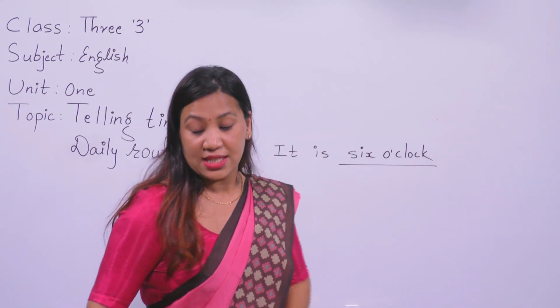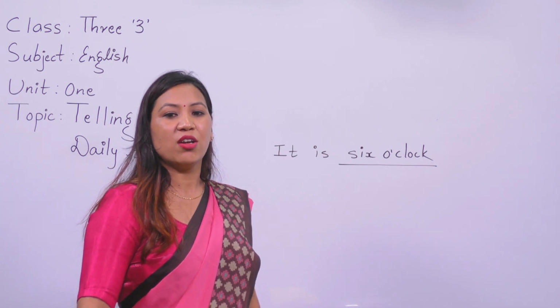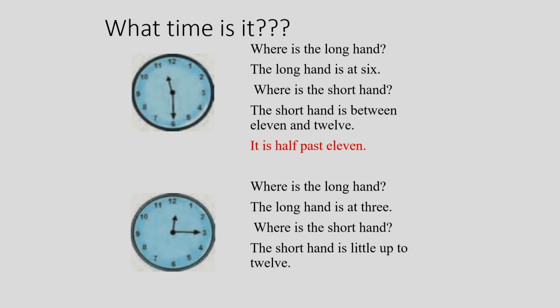And another clock, you can see another clock there. Where is the long hand? The long hand is at 3, pointing at 3.